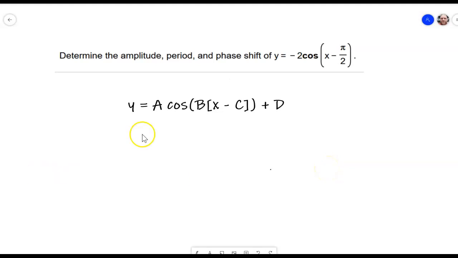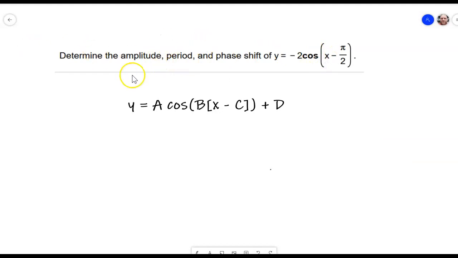Beckstrom, and today I want to take a look at an example from section 5.3. In this section they talk about the graphs of the sine and the cosine function, and they introduce some transformations that we could do to the sine and the cosine graphs. The main ones they talked about here are the amplitude, period, the phase shift, and the vertical translation.